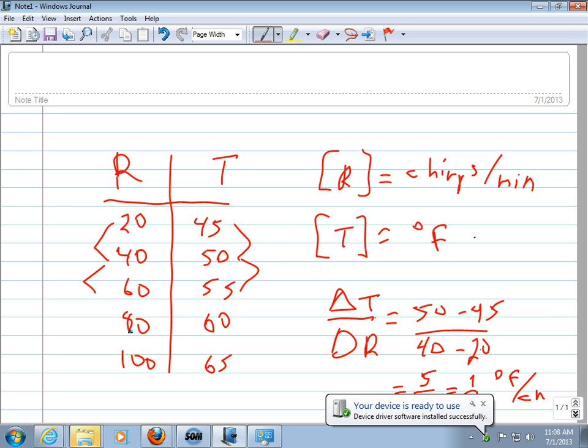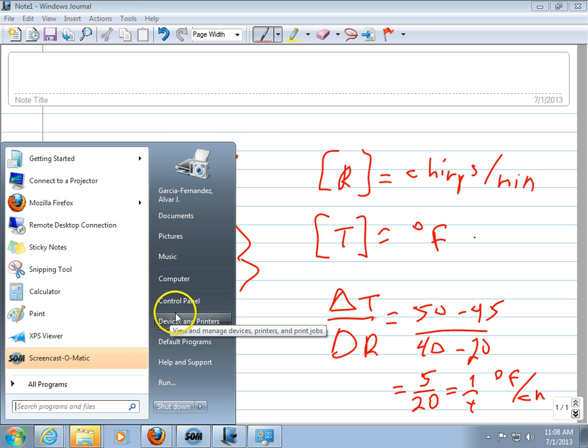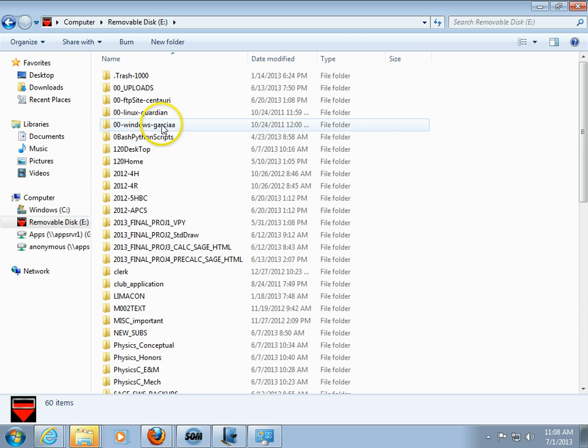I'm not doing that. So let me see if I can find my drive. I have a calculator in here somewhere. Hang on. Computer. All right, where is it? I know it's in here.